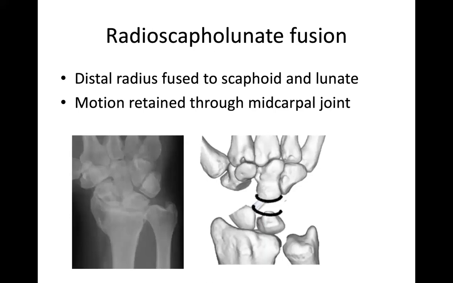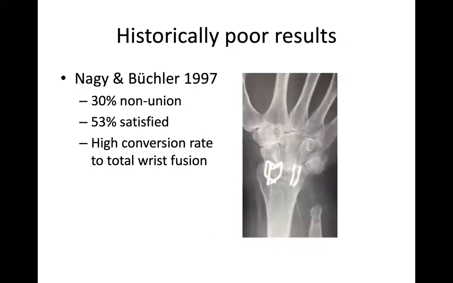So the radioscapholunate fusion is where you fuse the distal radius to the scaphoid and the lunate, and then you retain your motion through the midcarpal joint. So it used to have a really bad rap. A study from 1997 showed 30% non-union, only half the patients were satisfied, and it had a higher conversion to total wrist fusion. But if you look in this picture here, they fuse the whole of the scaphoid and to the radius with the lunate.